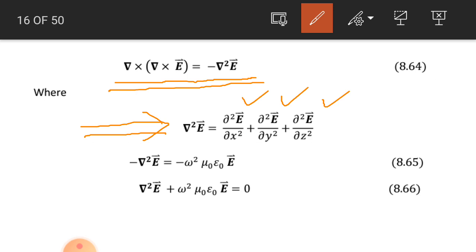So we replace del cross E by minus del square E. If we replace it by minus del square E, we obtain minus del square E, which is equal to minus omega square mu naught epsilon naught into E.